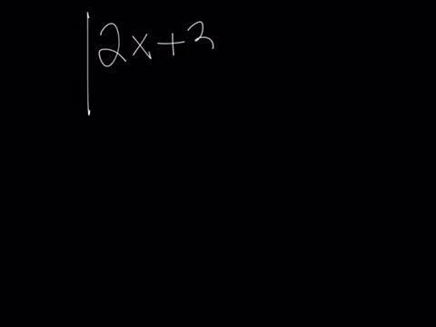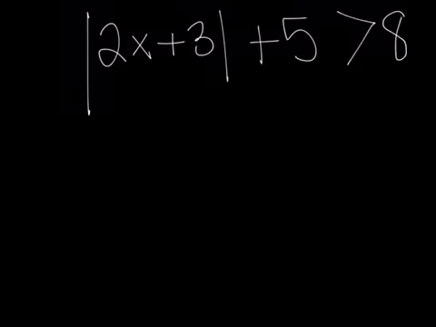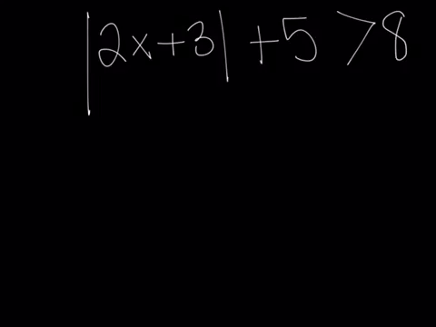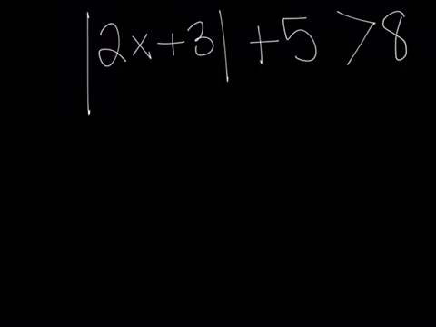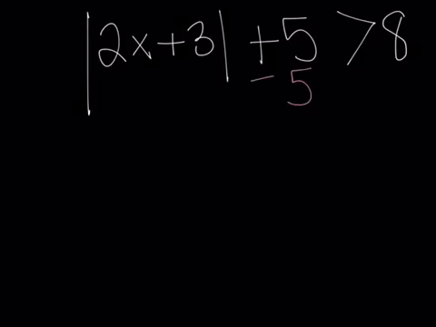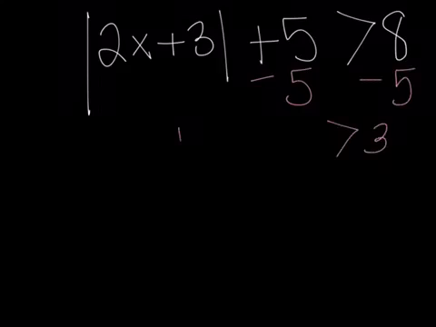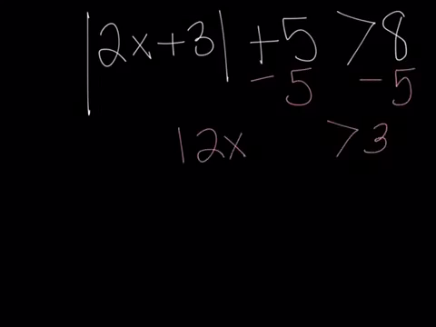Alright, so let's do one with an inequality. So now I have the absolute value of 2x plus 3 plus 5 greater than 8. Okay, so now we have this 5 outside of the absolute value, so now I need to subtract 5 on both sides. So now I have 3 on the right, so now we have absolute value of 2x plus 3 is greater than 3.